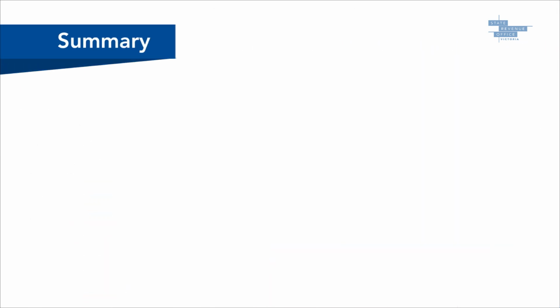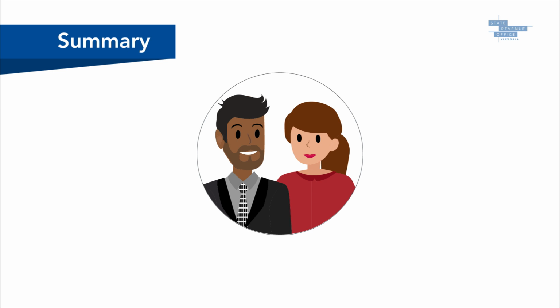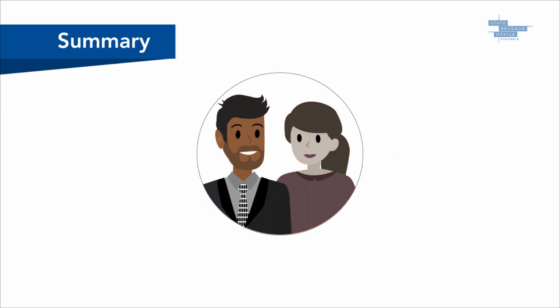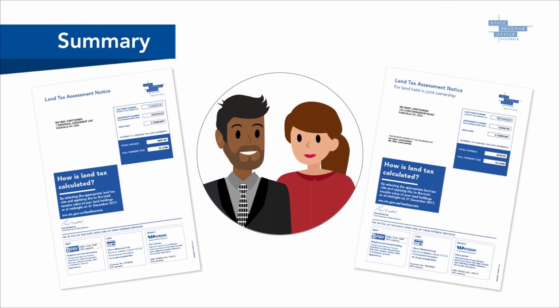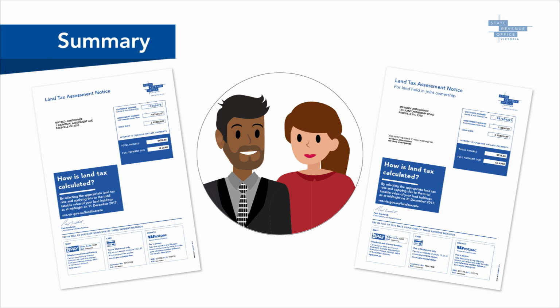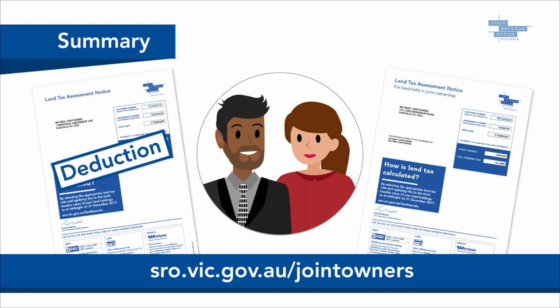In summary, if you are a joint owner of land in Victoria, we assess you together with all joint owners. Then we assess you individually. This means you may receive more than one assessment. If you are liable for land tax both jointly and individually, you will receive a joint ownership deduction. More information about joint ownerships is available at sro.vic.gov.au/joint owners.